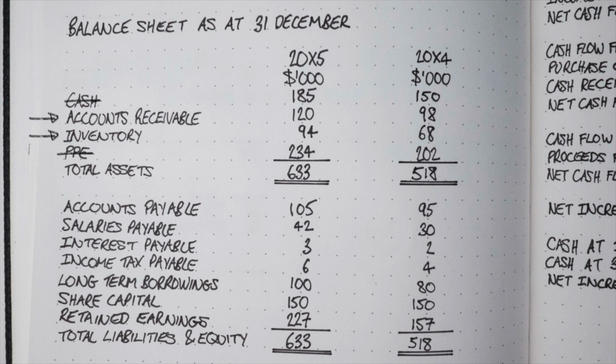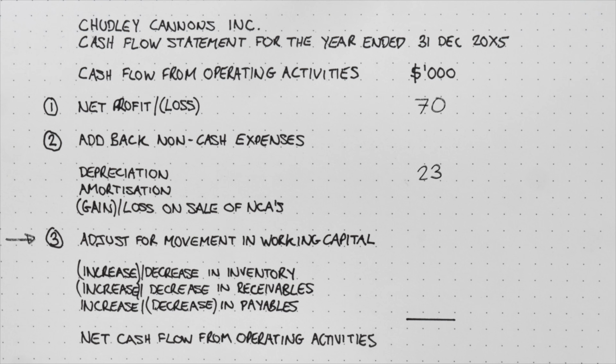A closing balance in inventory of 94 less the opening balance of 68 gives us an increase in inventory of 26. Increases in inventory are represented as deductions in calculating cash flow from operating activities because the business has spent cash on purchasing the raw goods or by manufacturing them, so we enter negative 26 into our calculation.